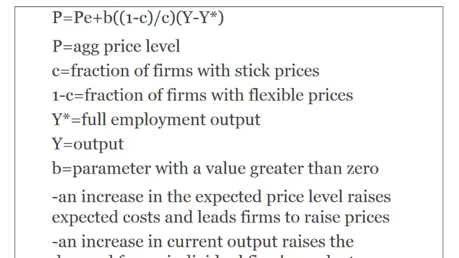An increase in the expected price level raises expected costs and leads firms to raise prices. An increase in current output raises the demand for an individual firm's product, so flexible price firms raise their prices.